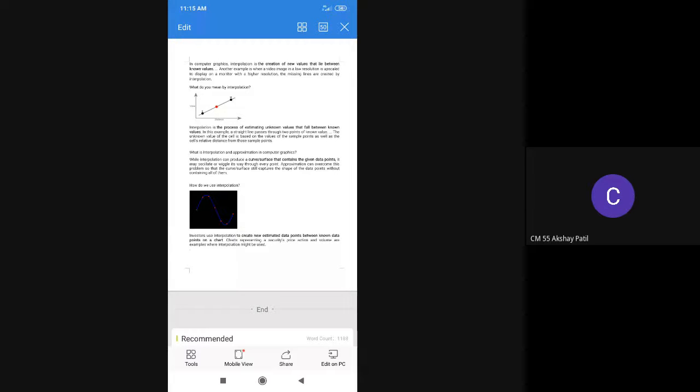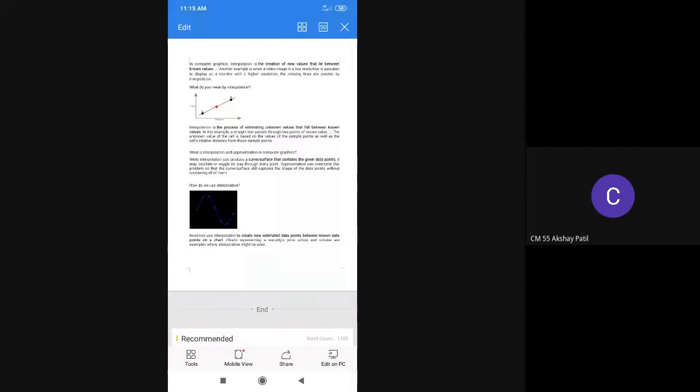So interpolation is the process of estimating the unknown values that fall between the known values. For example, this figure shows a straight line which passes through two known sample points, for example 9 and 10. The unknown value is displayed with the help of red color. The unknown value of that cell is based on the value of the sample points as well as the cell's relative distance from the sample points. So we can find the new point in between the two sample points. This is called the interpolation technique.